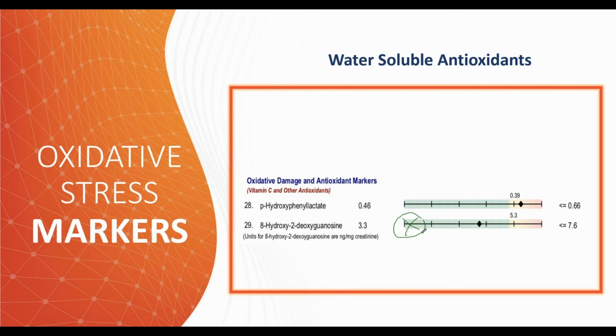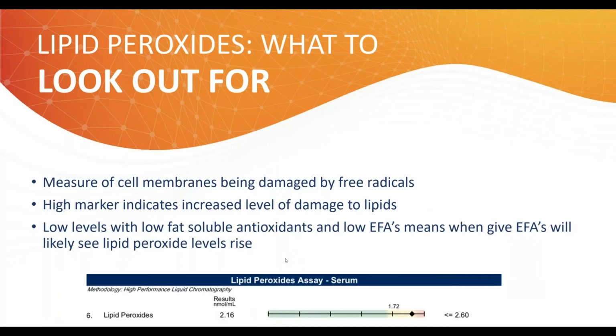So again, this is an ION panel or organics profile from Genova. Many of the other companies have similar ones, but I just prefer these tests, so I use them in my slides. So again, low 8-OHDG, got to think about that. We'll come back to that in a minute. So lipid peroxides, what are we looking out for?